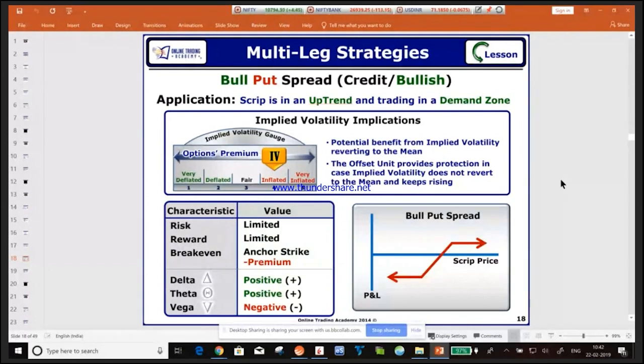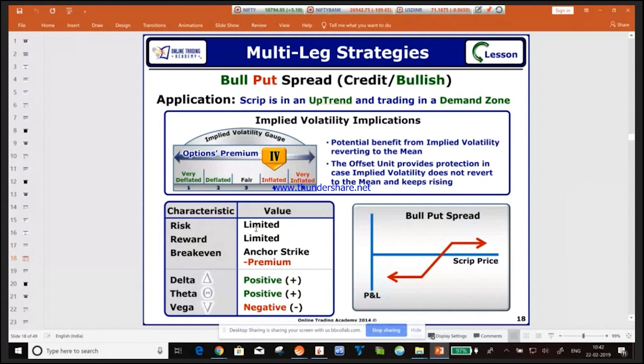Is this clear, guys? Okay. So the danger is that IV might rise. If IV increases, that is going to hurt our position. If IV drops, that is anyways going to help our position.